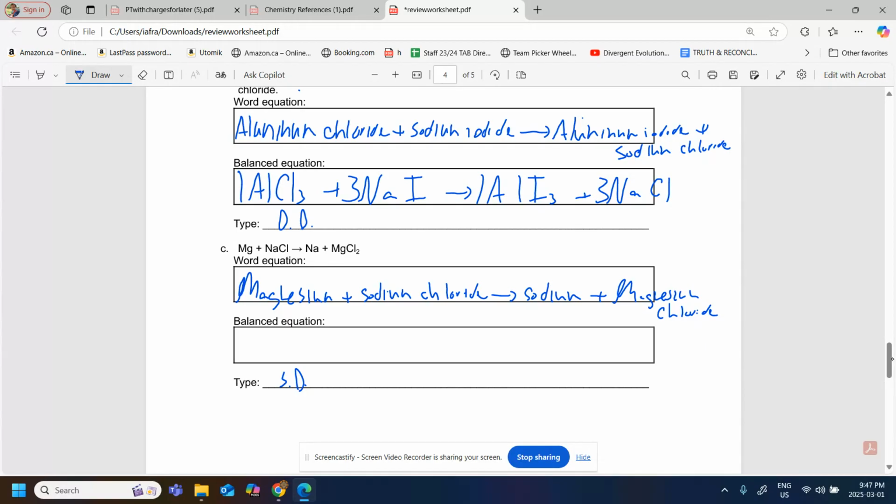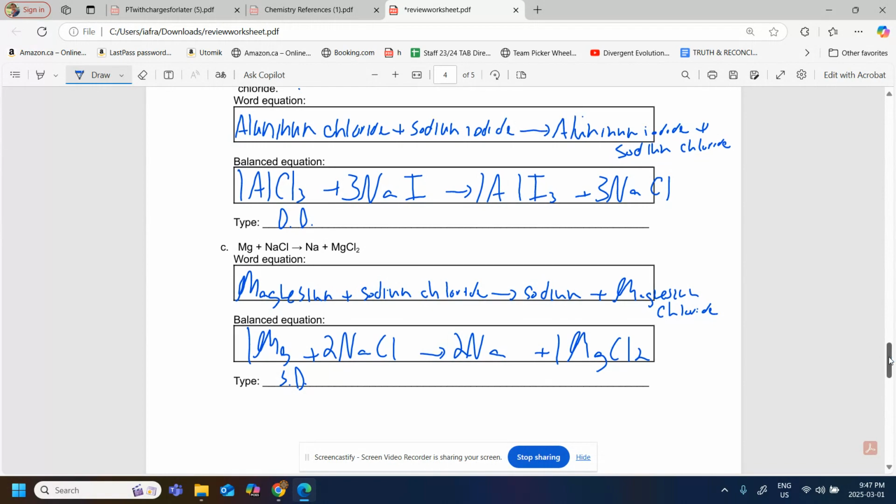To balance it, let's see, we have Mg plus NaCl produces Na plus MgCl2. Pretty straightforward one to balance too. It looks like we just need 2 chlorines, so we can put a 2 there. It means we need 2 sodiums now, and now everything looks balanced. So 1, 2, 2, 1, if you wrote it in that order.